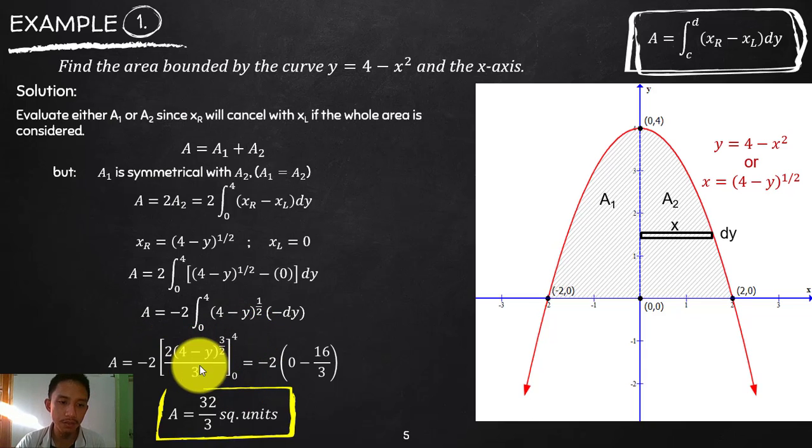So actually, if you want, you can factor out that 2/3 outside. Doesn't matter. That will not be affected by the value of y. But if you want, you can still remain it inside. So plug in your upper limit minus your lower limit.